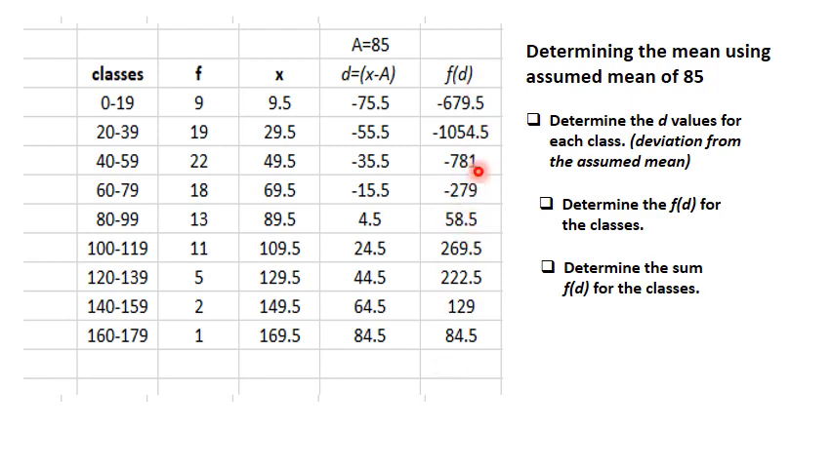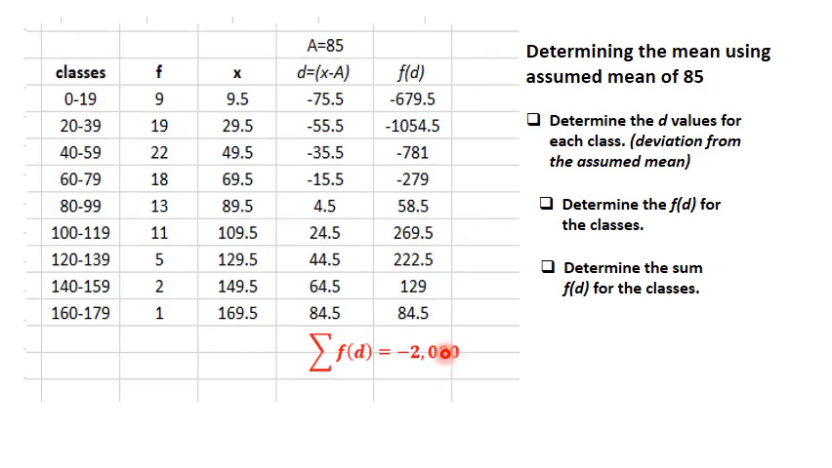Or however way, you can just type the negative, the next number there, negative 781, negative 279, plus, and all that. They'll just give you the figure there. So adding those ones there will give you negative 2030, which is the sum of f of d. In other words, all deviations from the assumed mean for every class added together gives us negative 2030.